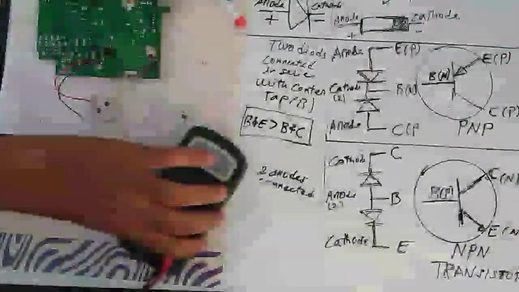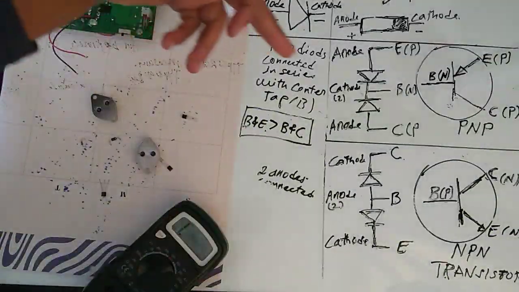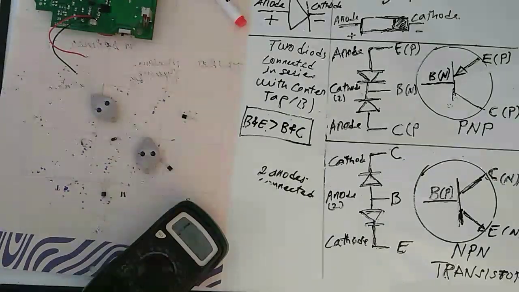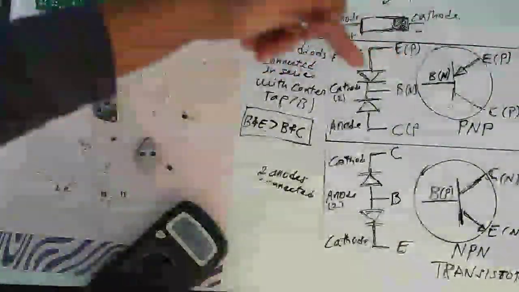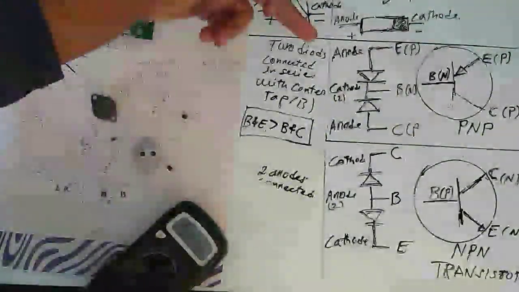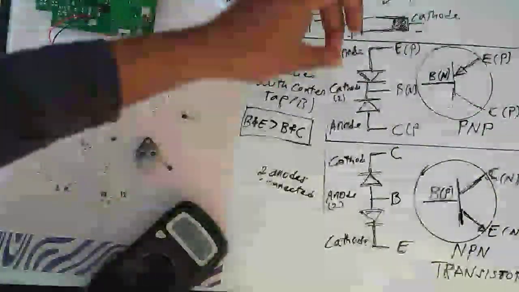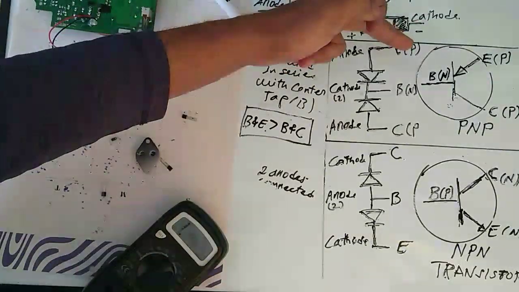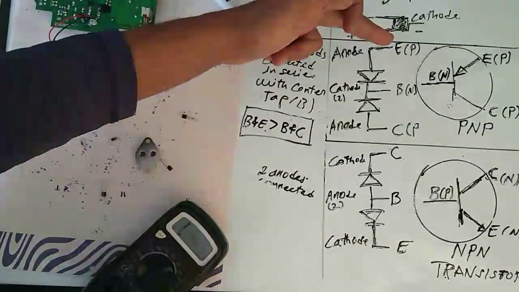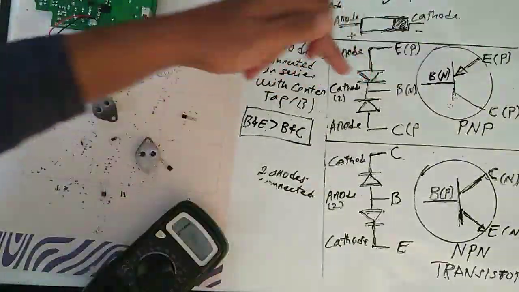Next I'm going to test a transistor. To give you an idea, for some of you who might not know, this shows how a transistor is connected ideally. I connected two diodes, cathodes together, and the other sides are anode and anode, which shows positive, positive. In the center I put a center tap, which shows the base.